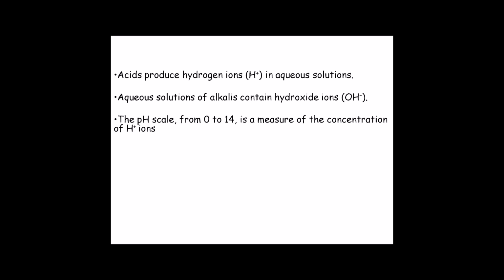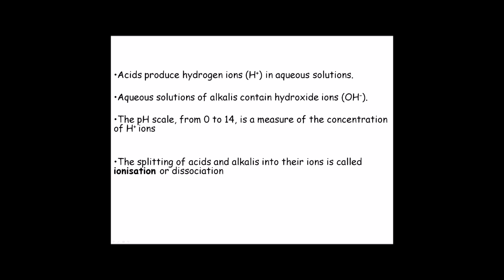Little recap then. Acids produce hydrogen ions, H+ ions in solution. So they've lost an electron, they've got a positive charge when they dissolve in water. Alkalis contain hydroxide ions, OH, so oxygen and hydrogen, this time with a -1 charge. The pH scale is from 0 to 14, and it's a measure of the concentration of these hydrogen ions.